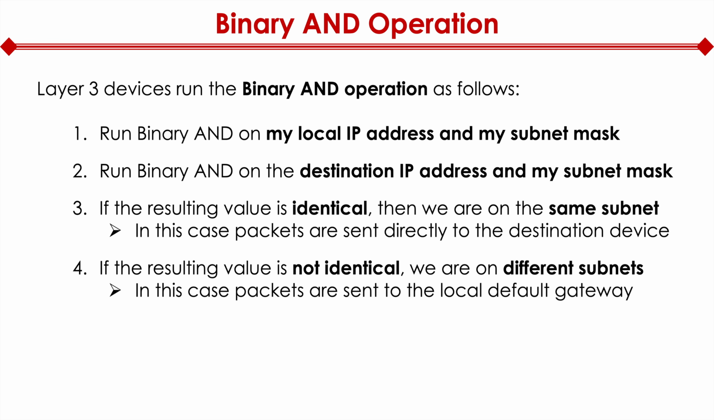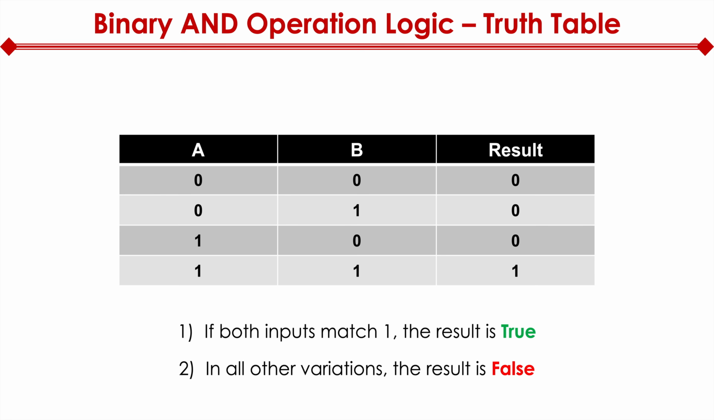And in that case, the packets are sent to the local default gateway. Now, to continue building on this, there's something called a binary AND operation logic truth table that tells us how the overall binary AND logic actually works. So let's quickly take a look at it.